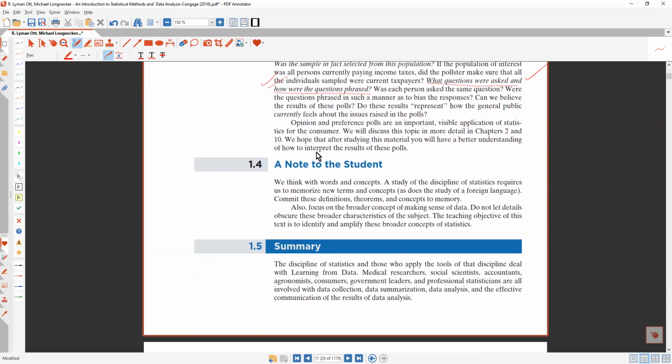One note to the student here, you can read through this. We think with words and concepts. A study of the discipline of statistics requires us to memorize new terms and concepts, as does the study of a foreign language. Commit these definitions, theorems, and concepts to memory. Now, again, I just want to stress that the memorization here will only get you so far, because you want to look underneath of what the concept is.